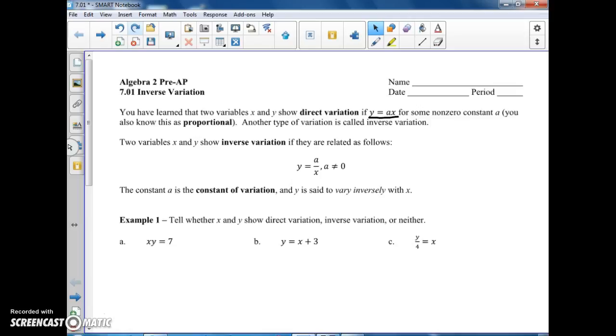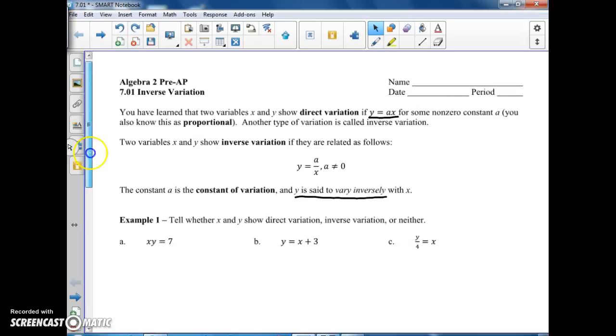Now that's also important. You're going to need to know these words. Y is said to vary inversely with x. When you see that, you need to write down that equation. You're going to see why in a second. You've got to make sure you understand that. So, all good so far? Any questions so far?